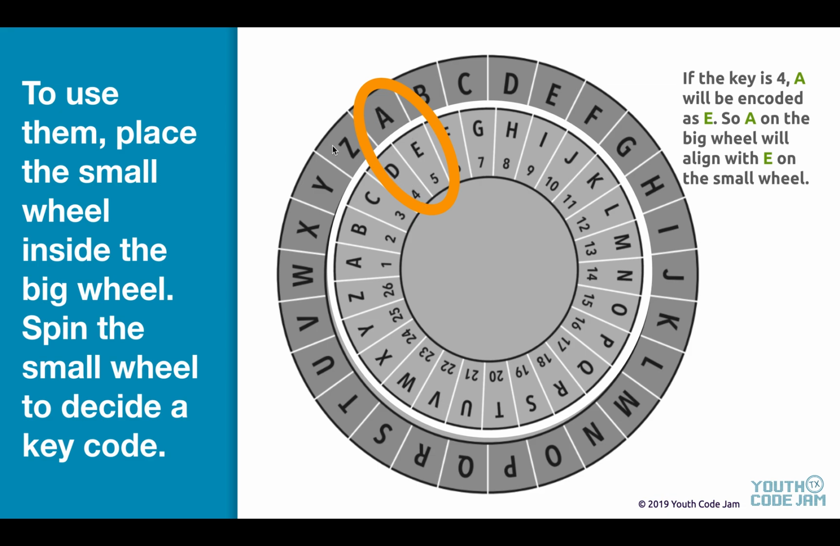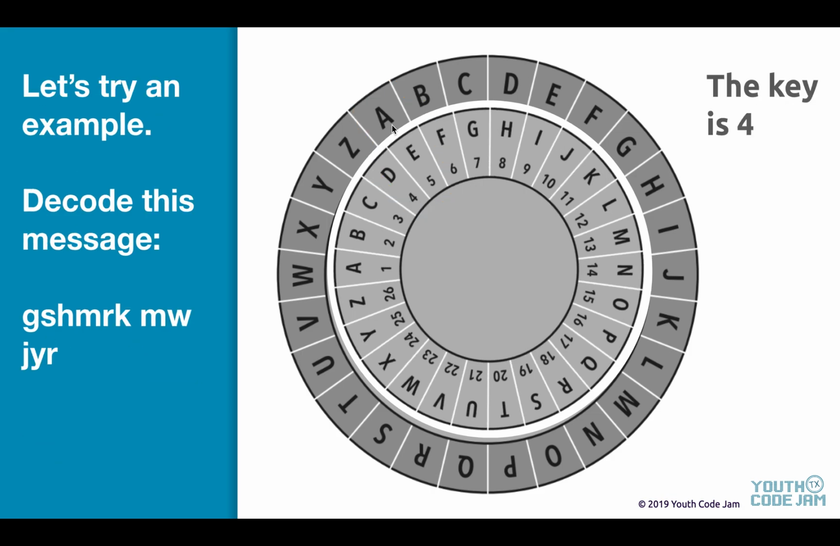So D should be lined up with Z as much as possible, and E should be lined up with A as much as possible. Okay. So you can use this wheel or you can use the one that you printed out. Just make sure the outside A here on the big circle lines up with the E on the little circle, because we're still using a key of 4. And you're going to decode this message over here.